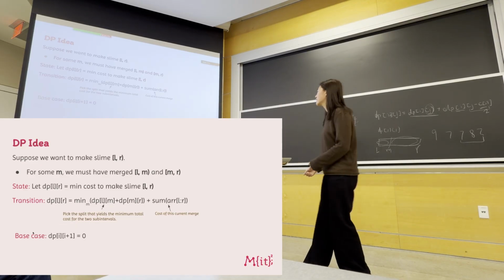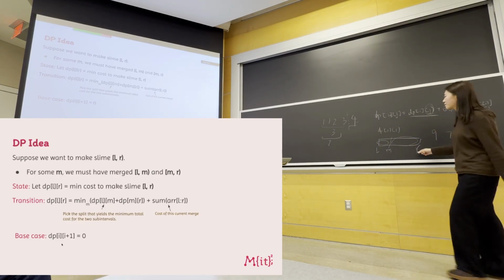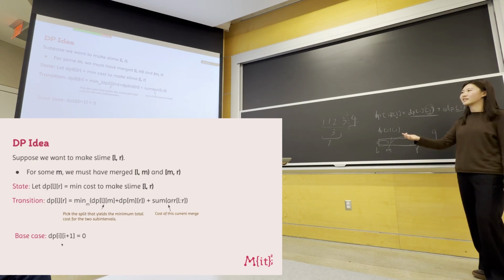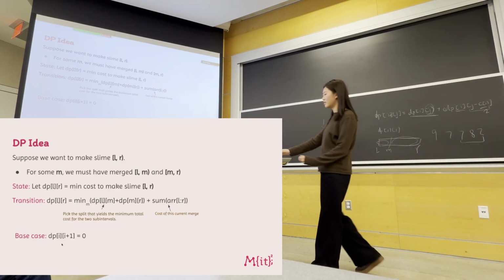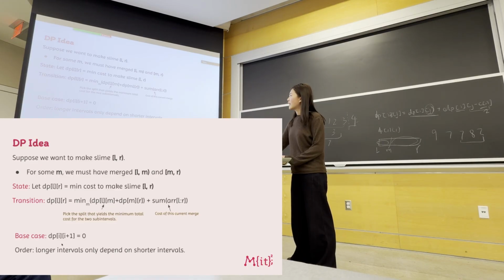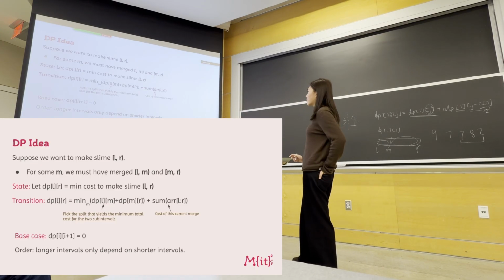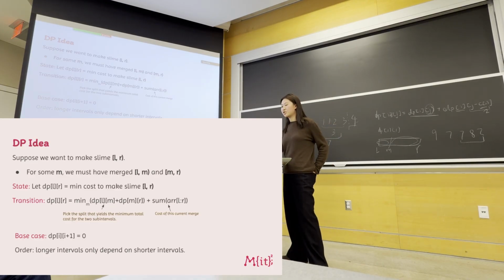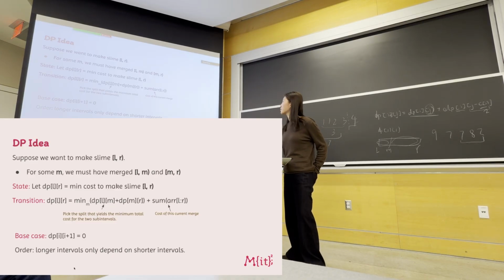And the base case is also pretty obvious. The base case would be a single slime, which is like the interval from 2 to 3, which would just be a single slime, so it costs nothing. And the order to do this is that longer intervals only depend on the shorter intervals. So when we are coding, we make the loops make sure that the shorter intervals are merged before the longer intervals, and when we are searching for M, we make sure the shorter intervals are already pre-computed.